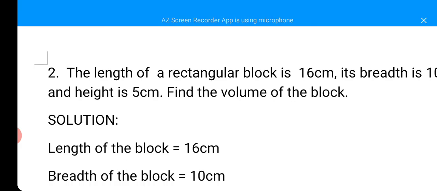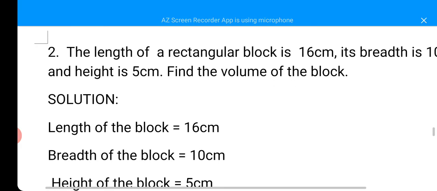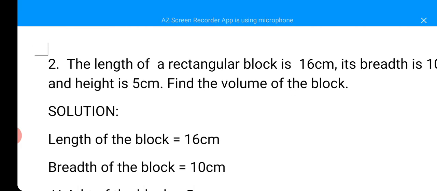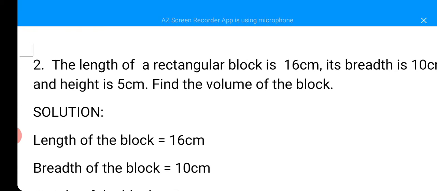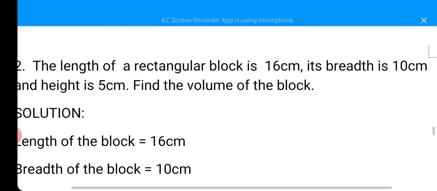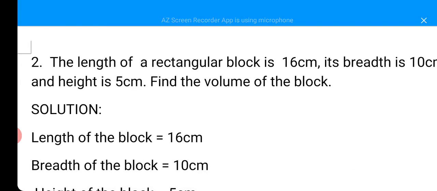Question number 2. The length of a rectangular block is 16 centimeter, its breadth is 10 centimeter, and its height is 5 centimeter. Find the volume of the block.